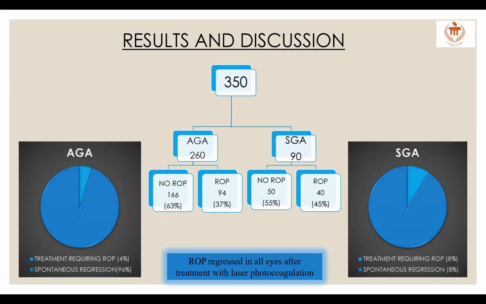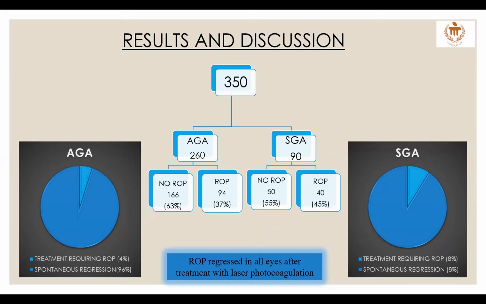Coming to the results and discussion, out of the 350 babies examined, 260 fell under AGA and 90 babies fell under the SGA category. In the AGA, there was no ROP in around 63% of the babies, and ROP was present in around 37%. Out of these babies with ROP, treatment requiring ROP was around 4% in the AGA category, and the rest regressed spontaneously.